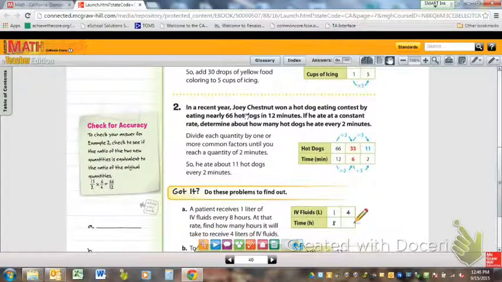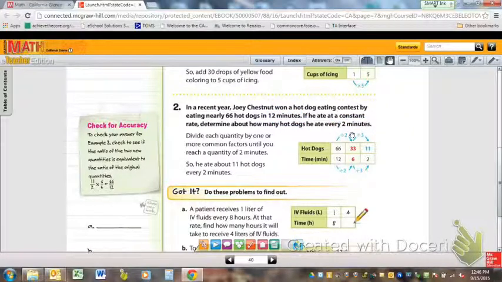Example 2. In a recent year, Joey Chestnut won a hot dog eating contest by eating nearly 66 dogs in 12 minutes. If he ate at a constant rate, determine about how many hot dogs he ate every 2 minutes. So this one, we're starting at 12 minutes and we're going down to 2 minutes. So we're going to be dividing.